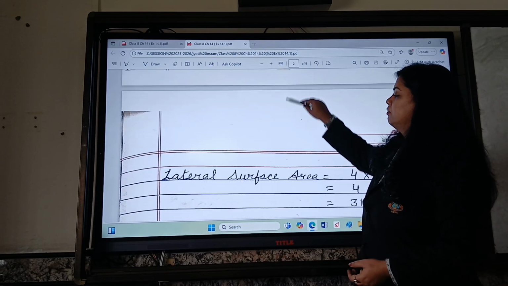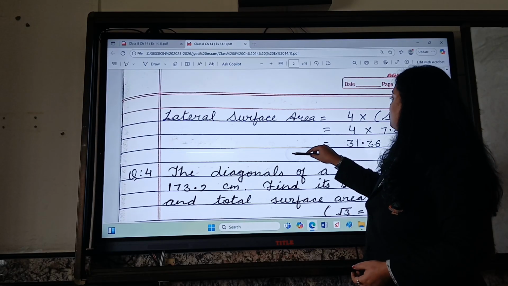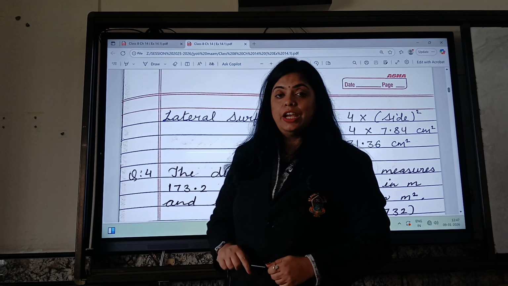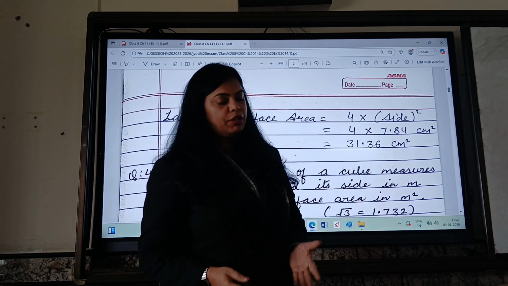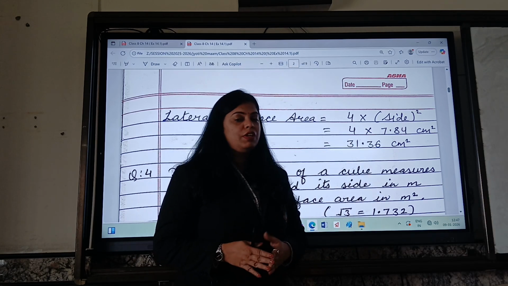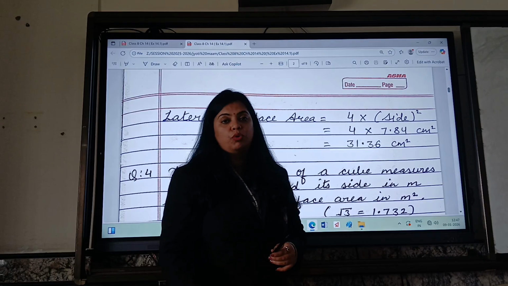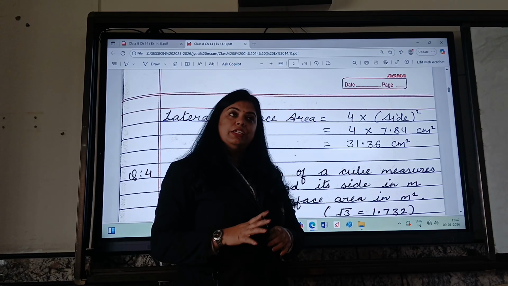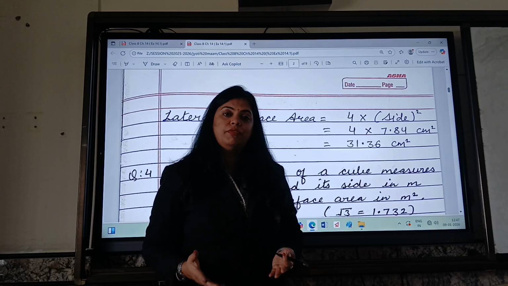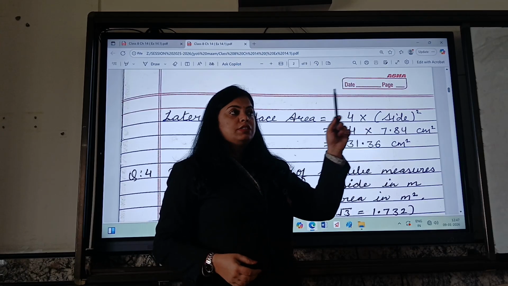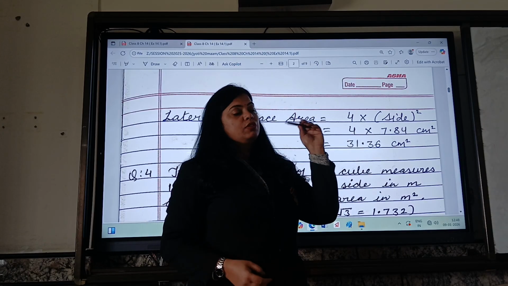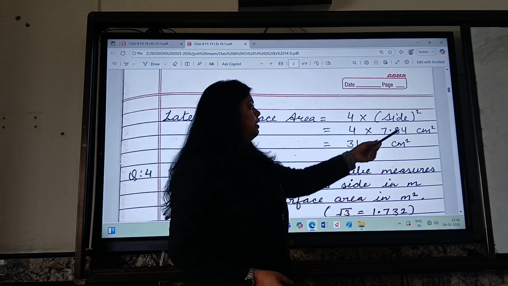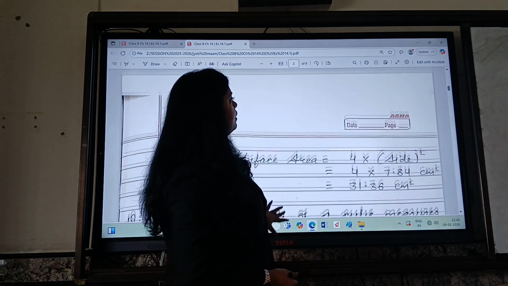Afterwards, I am having lateral surface area. Question wants to know the lateral surface area. What is lateral surface area? It is 4 into side square, because in lateral surface area we are not going to use ceiling and floor. So how many faces are remaining over there? 4 walls are left, and these all 4 walls are in form of square. So side square, side square, side square, side square. How many side square? 4 side square. So lateral surface area 4 side square, and side already we have taken out.